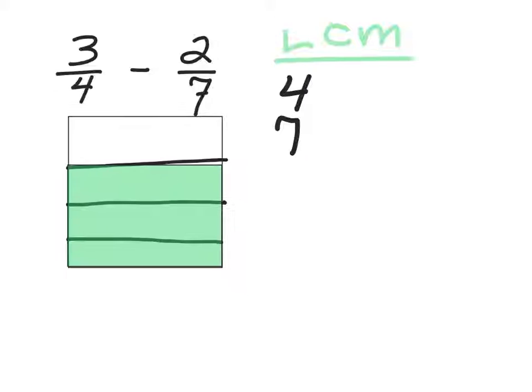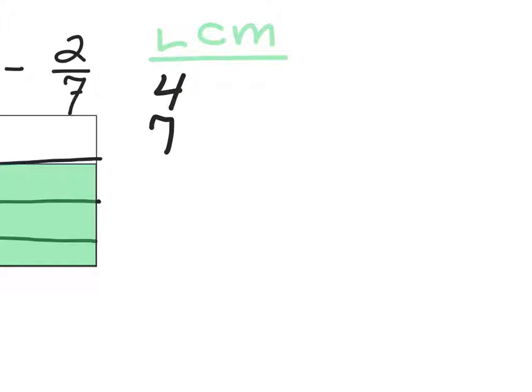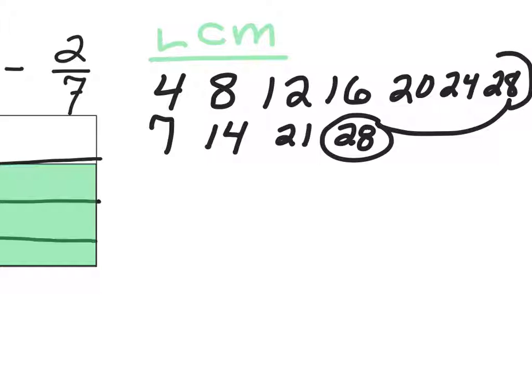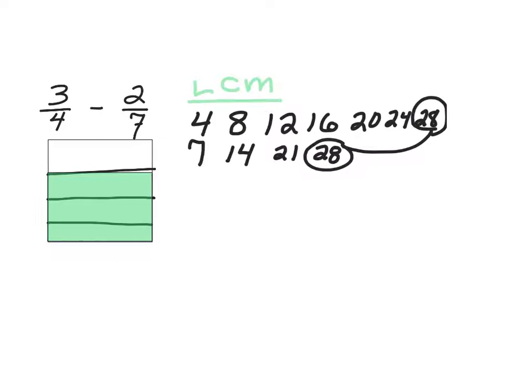So I'm going to go ahead and first start off by counting by 4s, and I'm going to go 4, 8, 12, 16, 20, 24, and then 28. And then I'll count by 7s, and I'm going to go 7, 14, 21, 28, and bingo, right there, my friends, is our least common multiple. And that means I need to break this box right here into 28 parts.